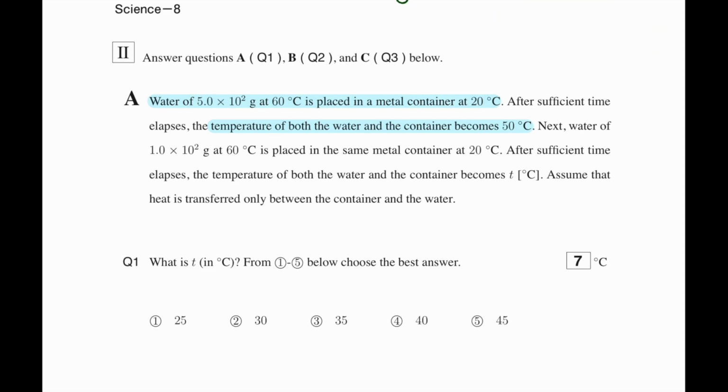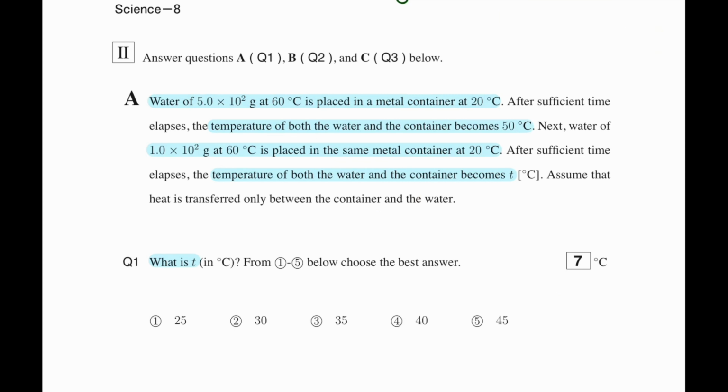And then next, water of 1 times 10 to the power of 2 grams at 60 Celsius is placed in the same metal container at 20 Celsius. So we change the mass of the water, but we use the same metal container. After sufficient time, the temperature of both water and the container becomes T. The question is, if we assume the heat transferred is only between container and the water, what is the final temperature of our second case?